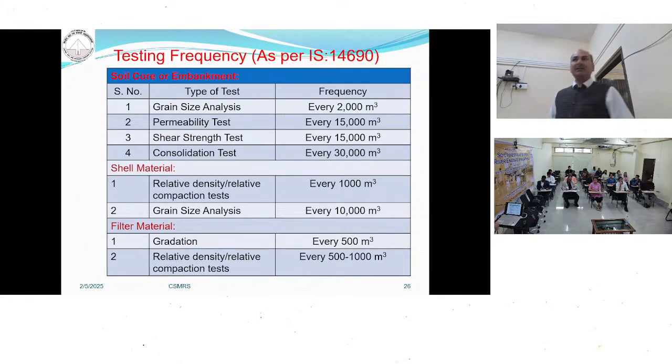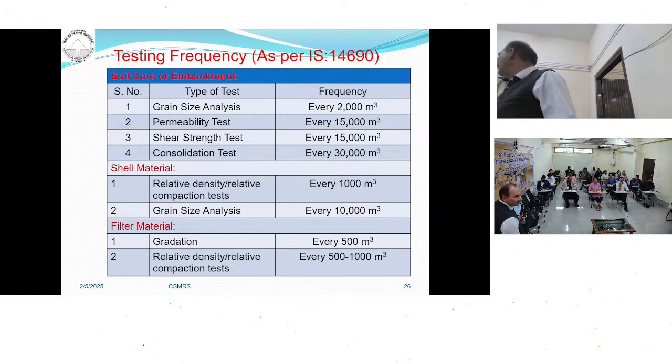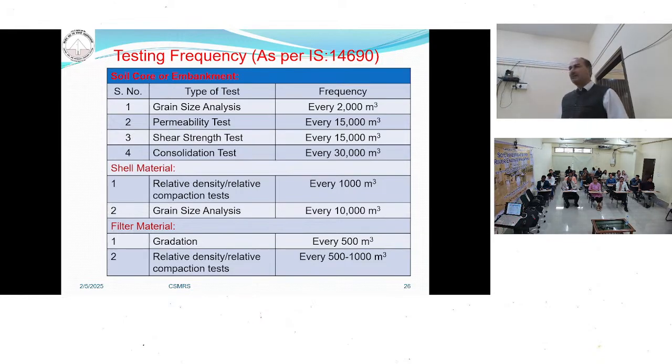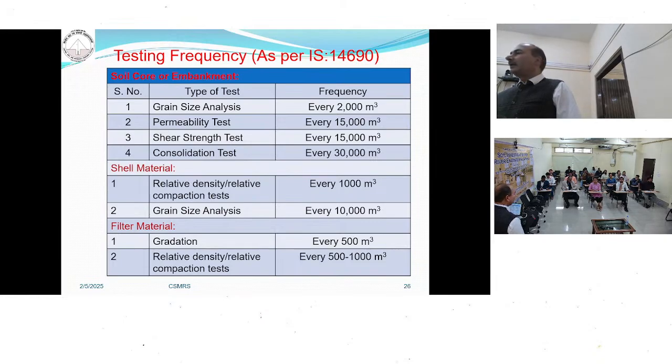Second is shell material. What the code says, for every 1000 cubic meter, you have to run relative density or the density test. What is the relative density? Please ask.